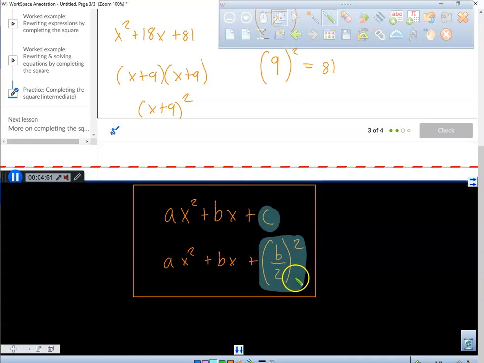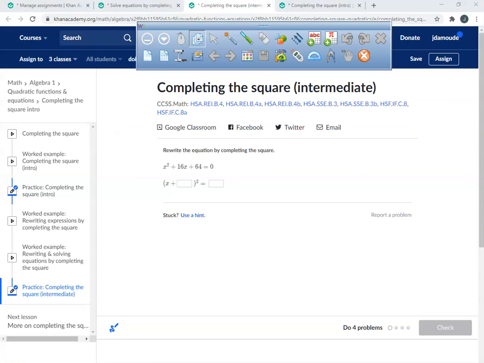You're never going to get a negative number when you square it because it's always going to be positive. So please use parentheses when you do this. Okay, I'm going to pause the video, let my students get caught up, and we'll go on to the next part. Okay, so now we're moving on to what's called completing the square intermediate.